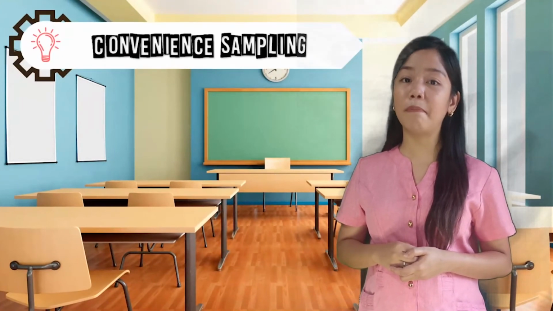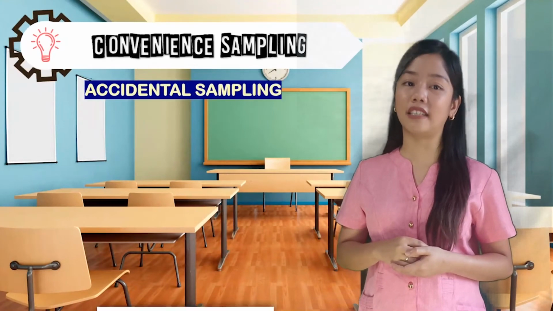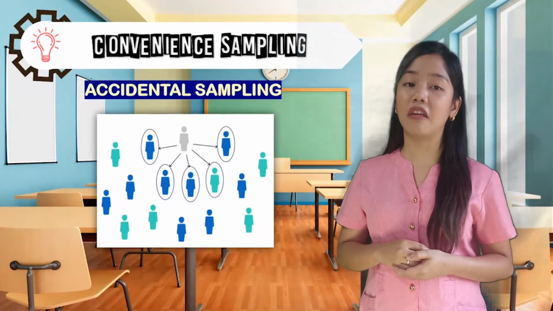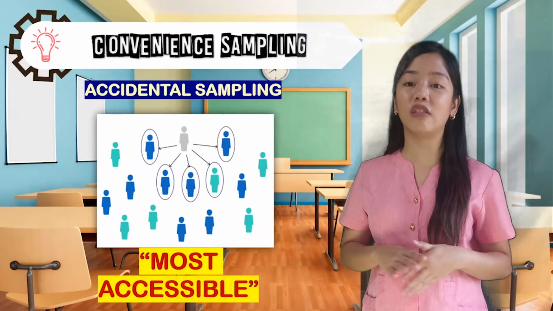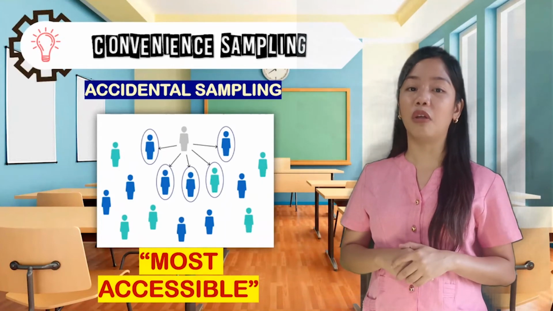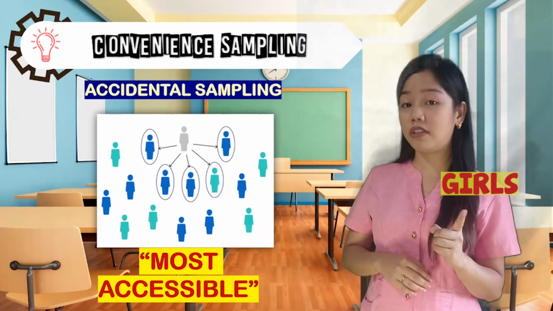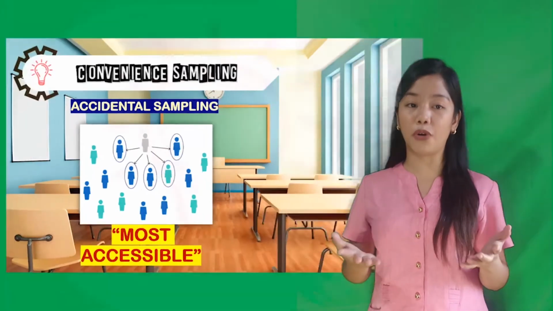And for the second one, we have convenience sampling. This one simply includes the individuals who happen to be the most accessible to the researcher. The technique is useful where the target population is defined in terms of a very broad category. For instance, the target population may be girls and boys, men and women, rich and poor.